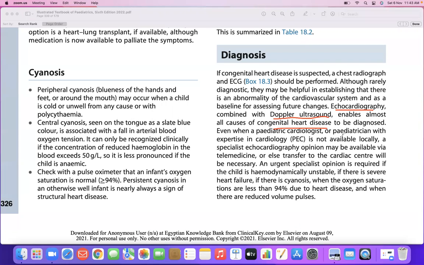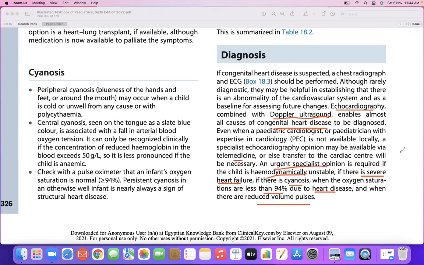Even when a pediatric cardiologist or pediatrician with expertise in cardiology is not available locally, a specialist echocardiography opinion may be available via telemedicine, or else transfer to a cardiac center will be necessary. An urgent specialist opinion is required if the child is hemodynamically unstable and if there is severe heart failure, or if there is cyanosis with oxygen saturation less than 94% due to heart disease, or when there are reduced volume pulses.